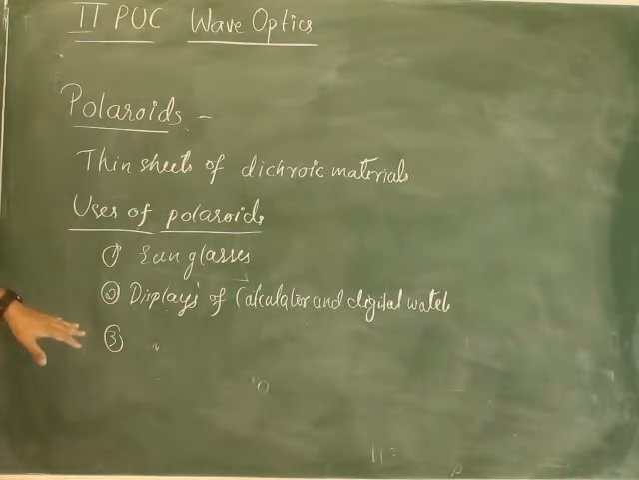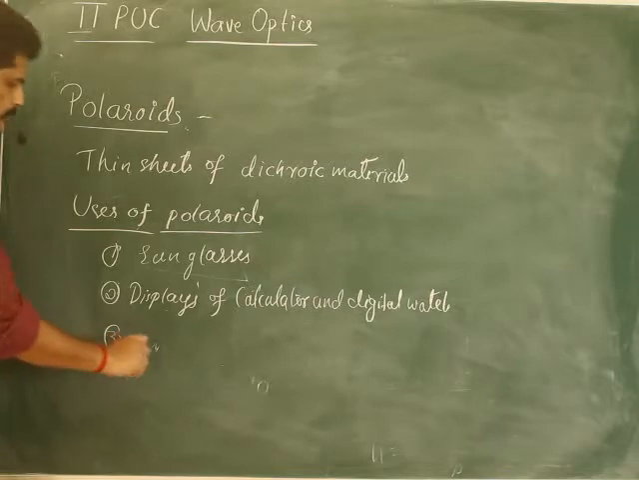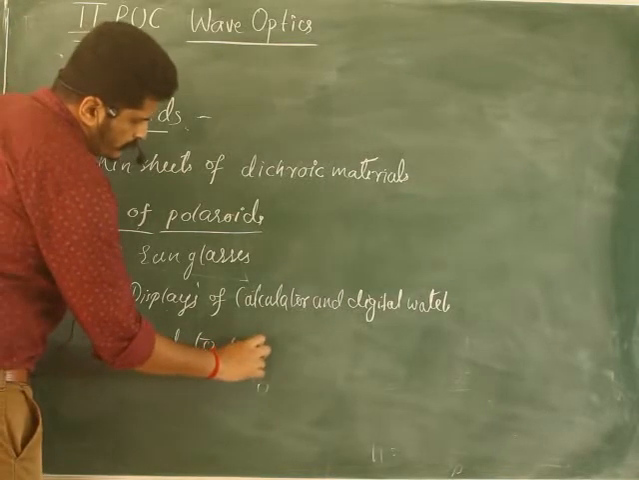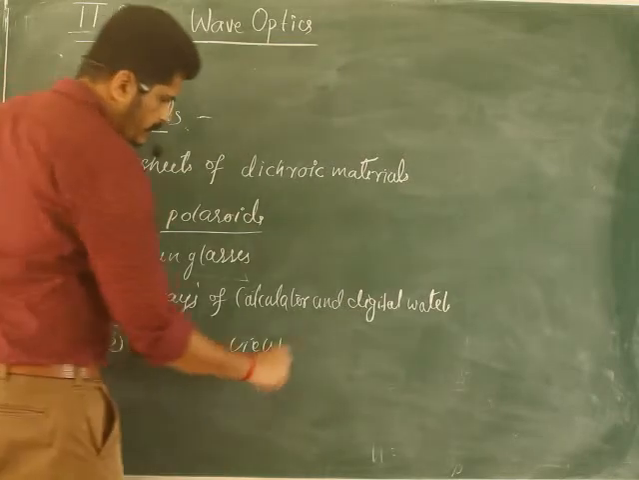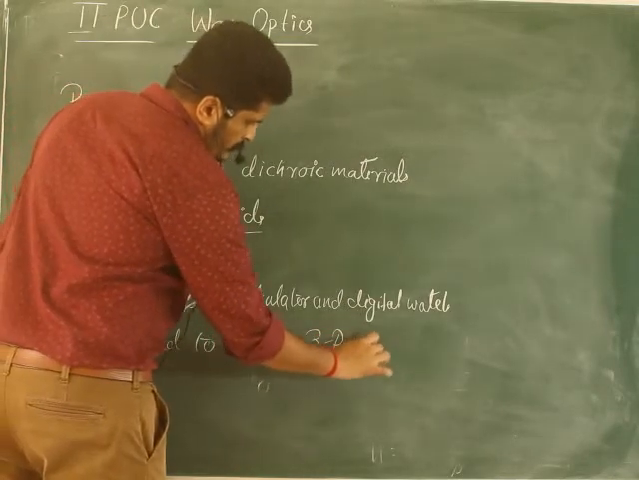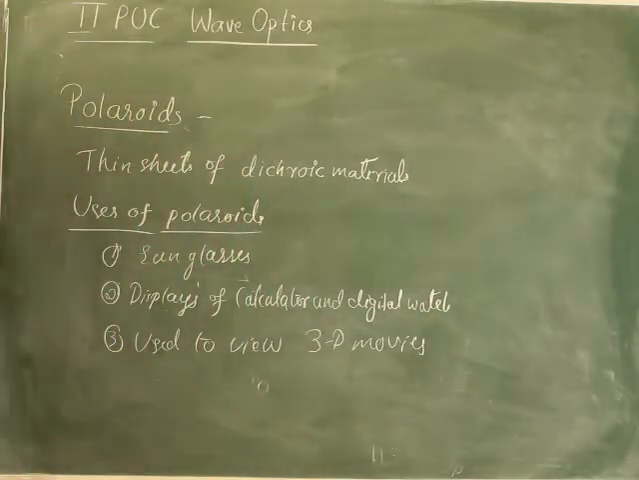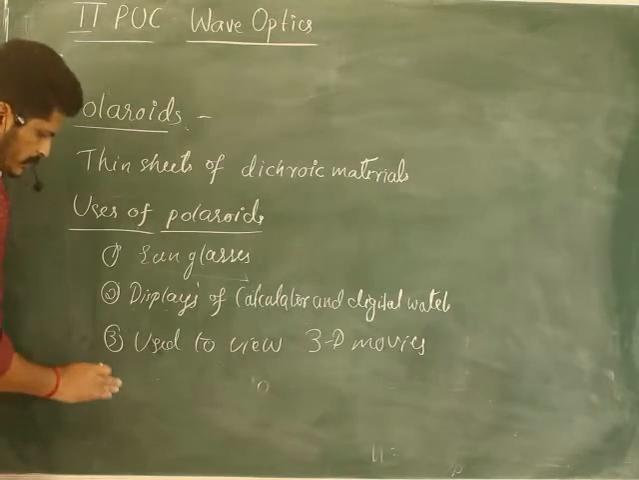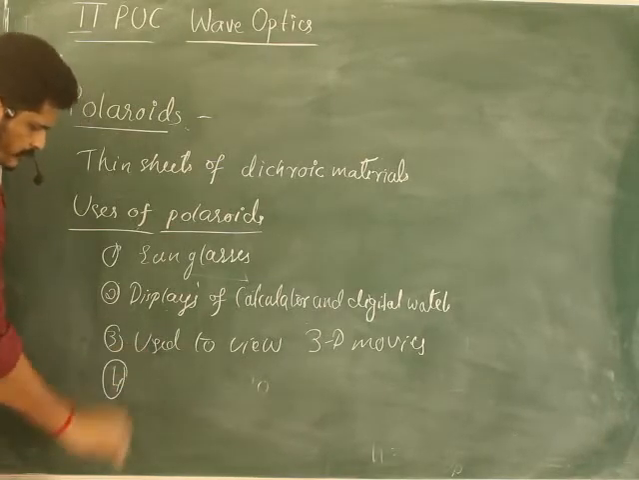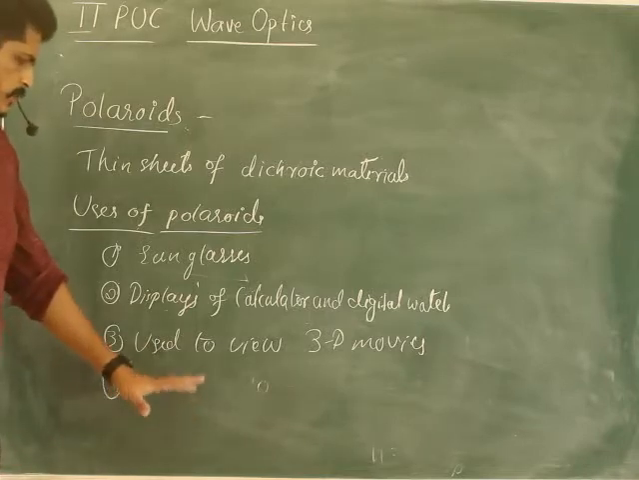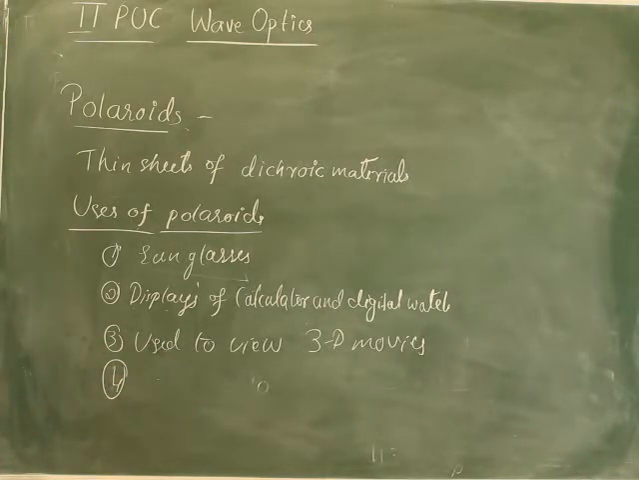Next, what is the third one? 3D movies, correct? Used to view 3D movies. Don't write sunglasses, just write used to view 3D movies, enough. Those are the Polaroid goggles which you are going to be given. Fine, third application.